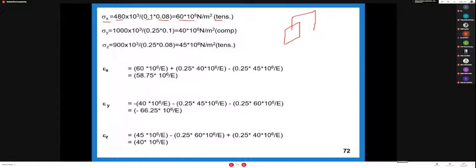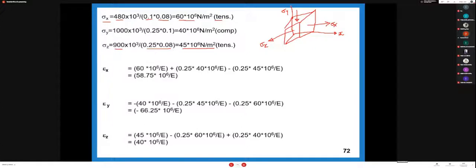Now sigma y is 1000, compressive. So in these directions is sigma y, and sigma z is 900 divided by the area according to that force. So we get 45 into 10 raised to 6, tensile. So in these directions, that is sigma z. Okay, that means this axis is considered as the x-axis.